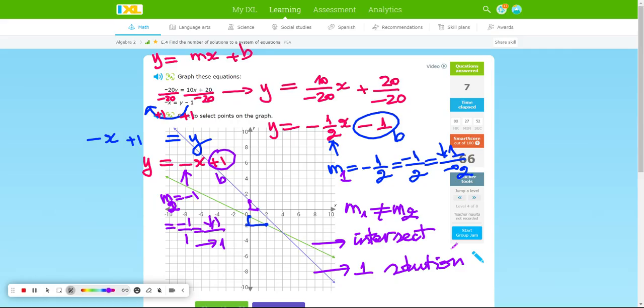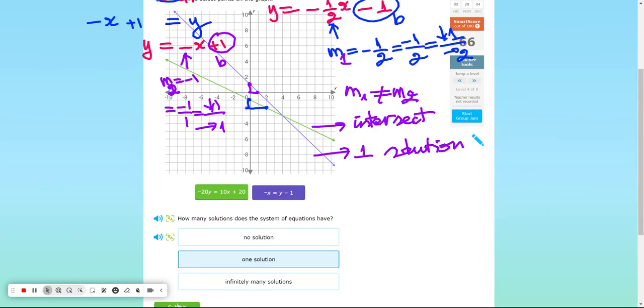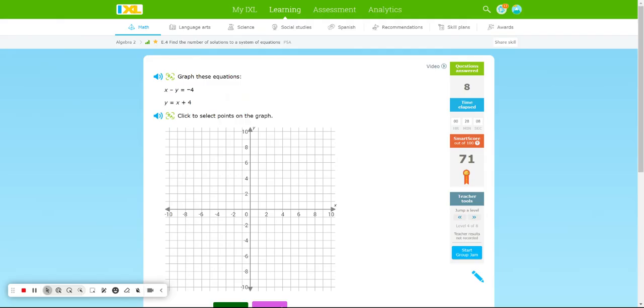Go and get my little tool here, and I click on one solution. Okay, one solution right there, and then I submit. Voila. All right, 71 points.